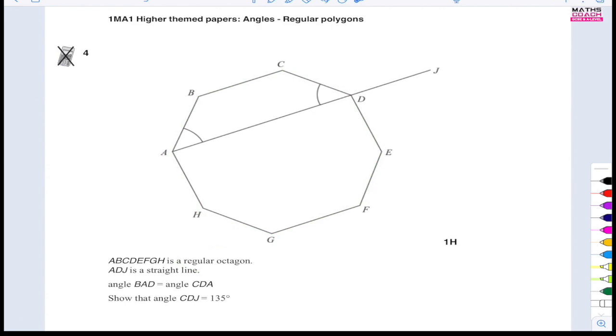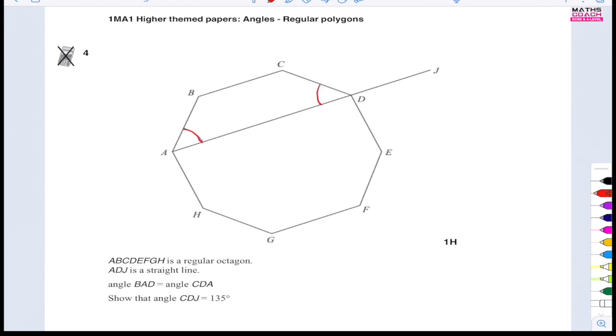Okay, we are told that ADJ is a straight line. We are told that angle BAD is equal to angle CDA. So let's see what that is. So BAD, which is this angle here, is equal to angle CDA, this angle. So these two are equal to each other.